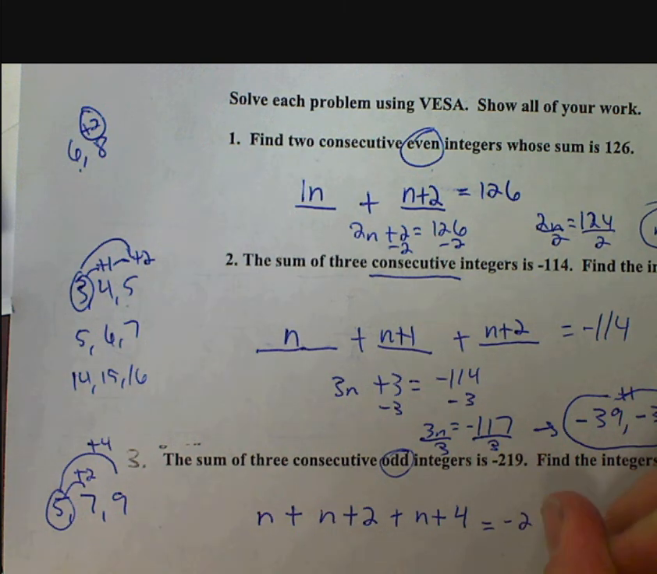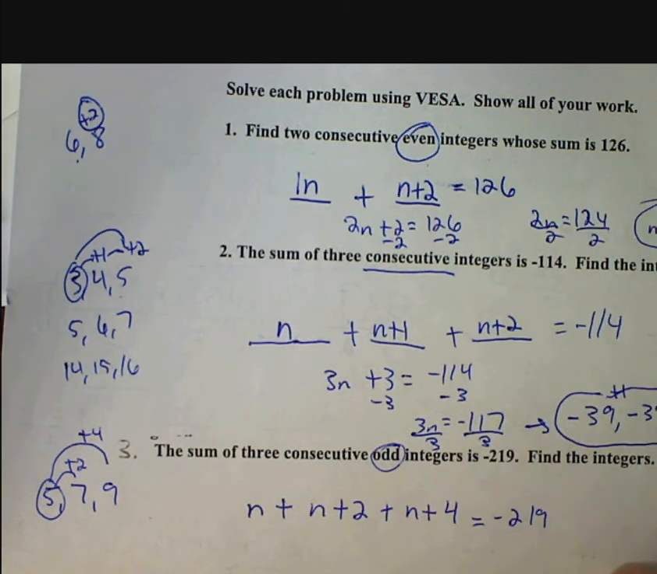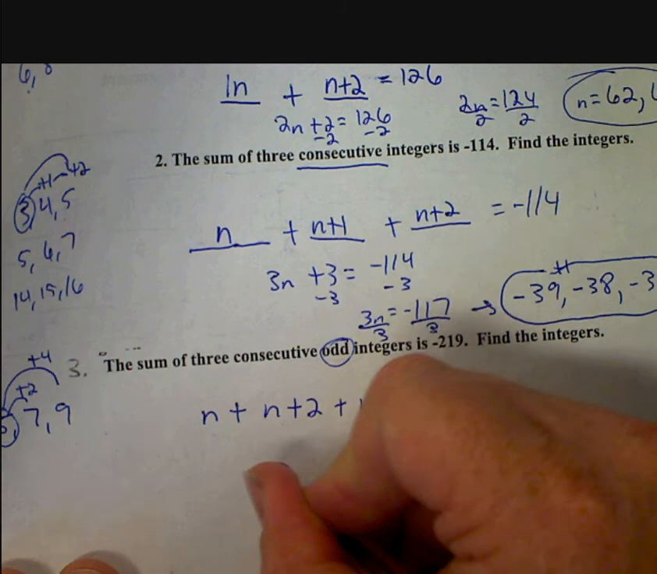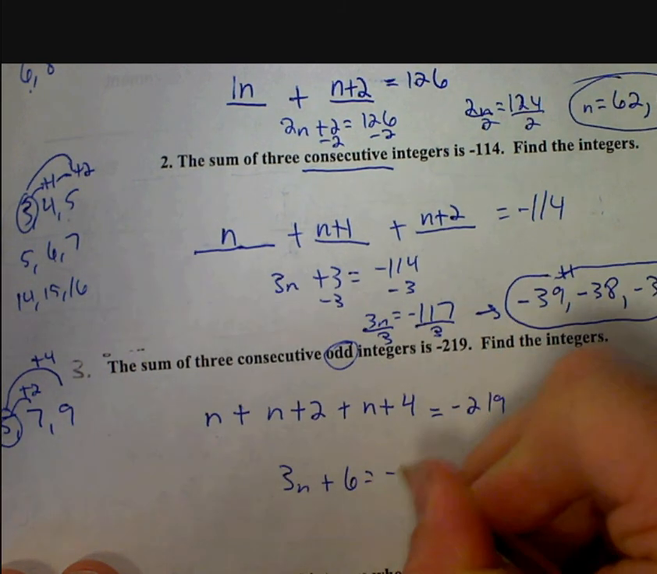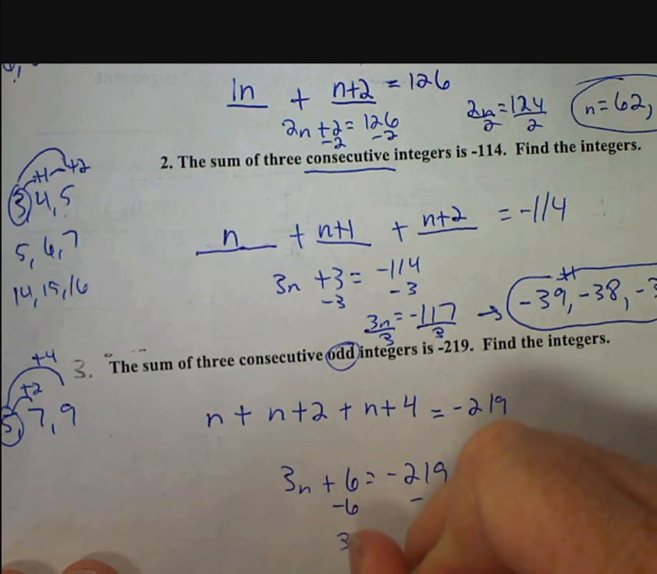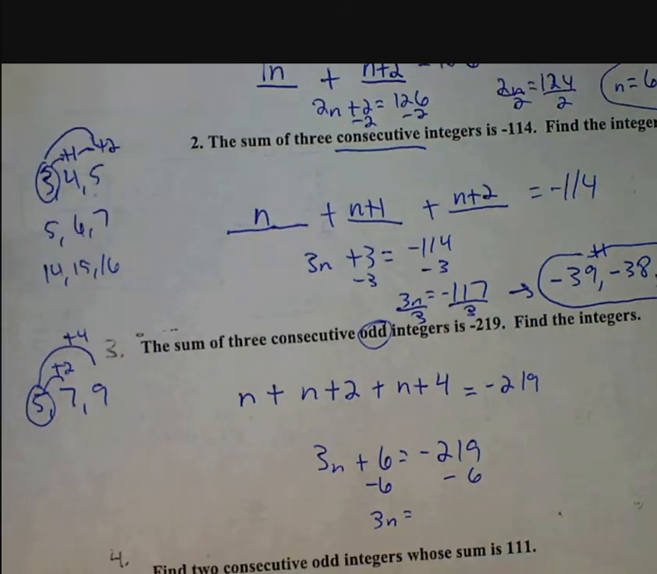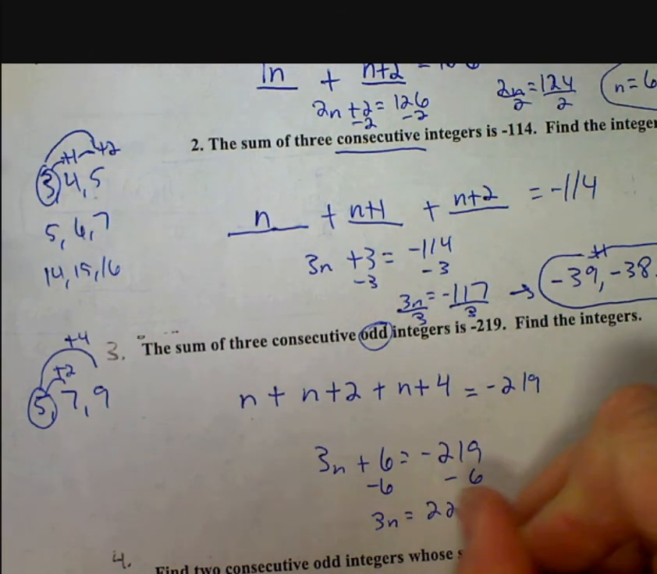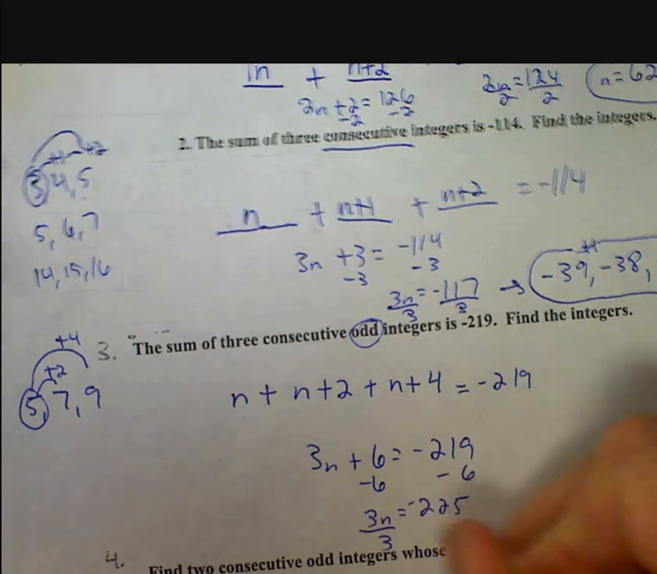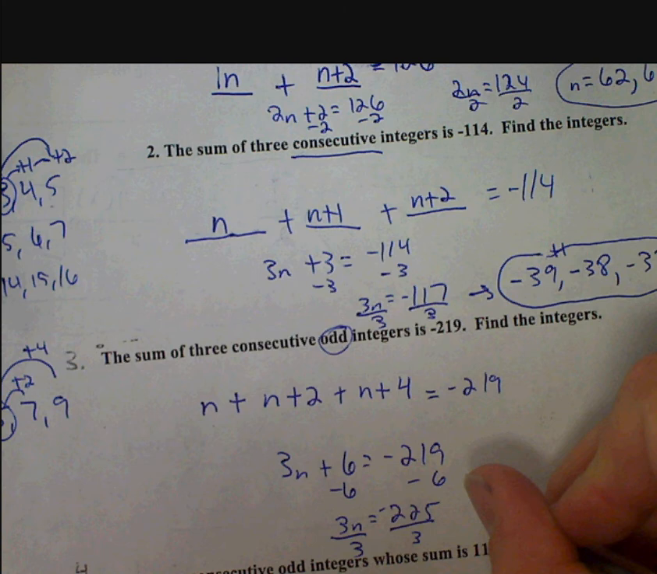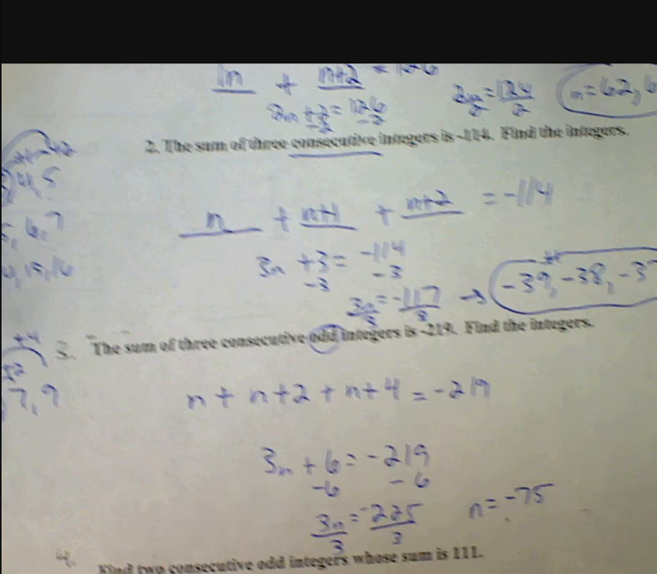This has to add up to negative 219. Now I can go ahead and combine like terms. I have 1, 2, 3 n's. 2 plus 4 is 6 equals negative 219. If I subtract 6, 3n equals negative 219 minus 6. Debt plus debt is more debt. Negative 225. Divide by 3. 225 divided by 3 gives me 75. So n equals negative 75.